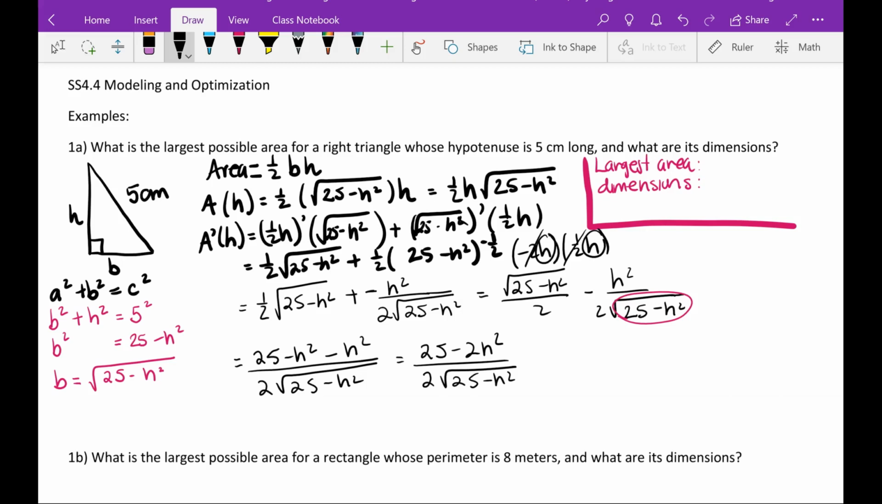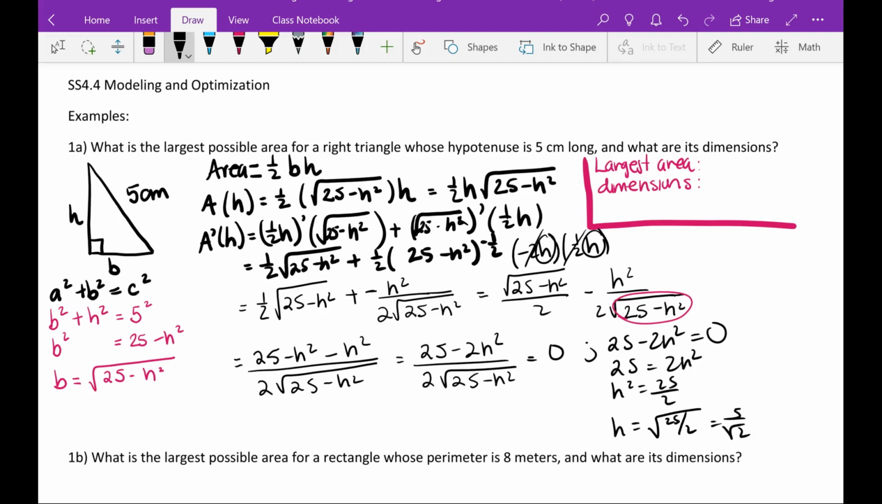So I would like to find the critical points. Okay, so I'm going to take the numerator and I'm going to try to set it equal to 0. So that's 25 minus 2h squared equals 0. That is 25 equals 2h squared. That means h squared equals 25 over 2. H is a height, so I don't need to worry about the square root of a negative. So this is the square root of 25 over 2, which is 5 over rad 2. Okay, so that's what h can be, 5 over rad 2.